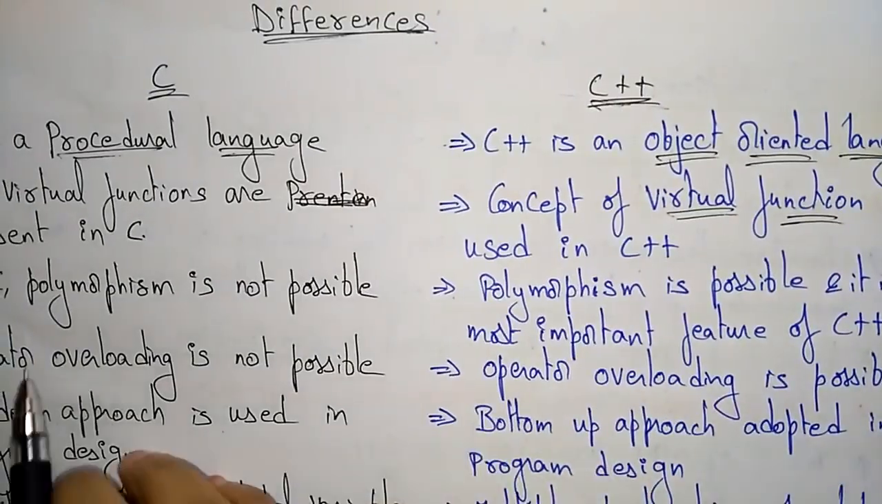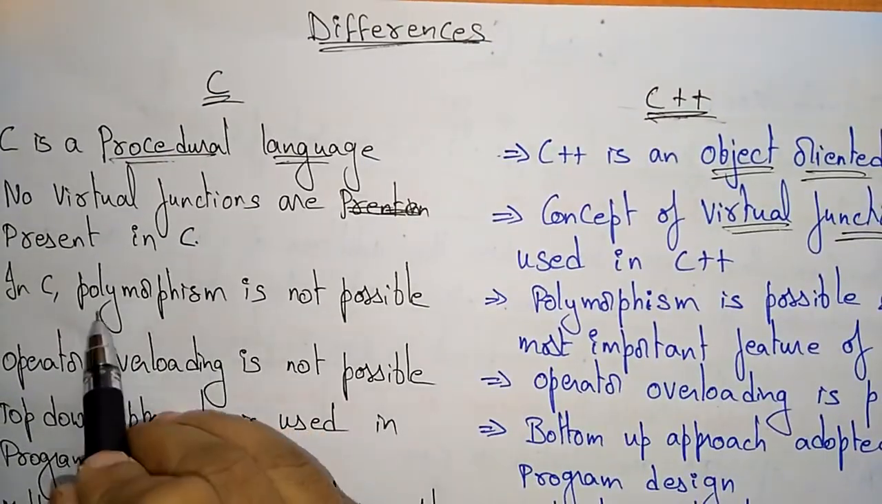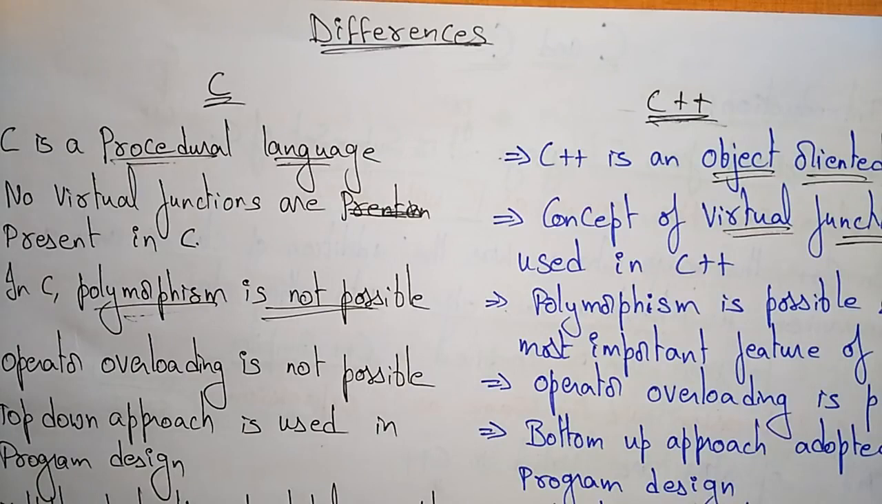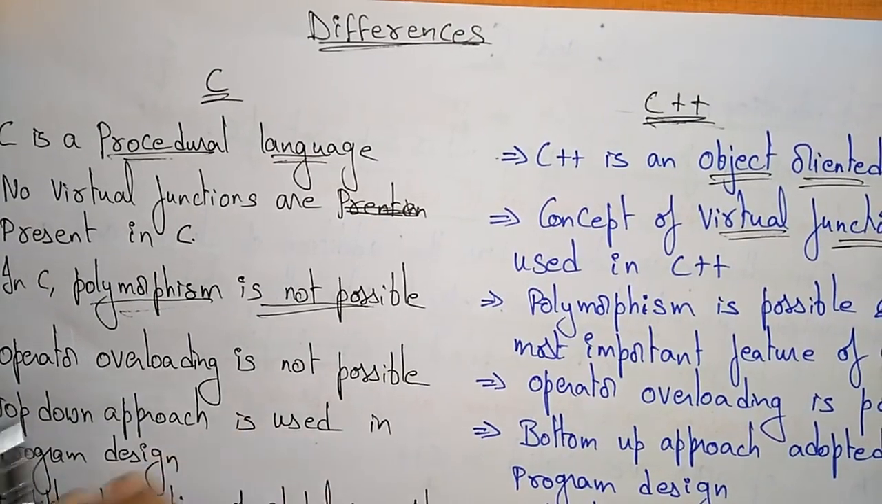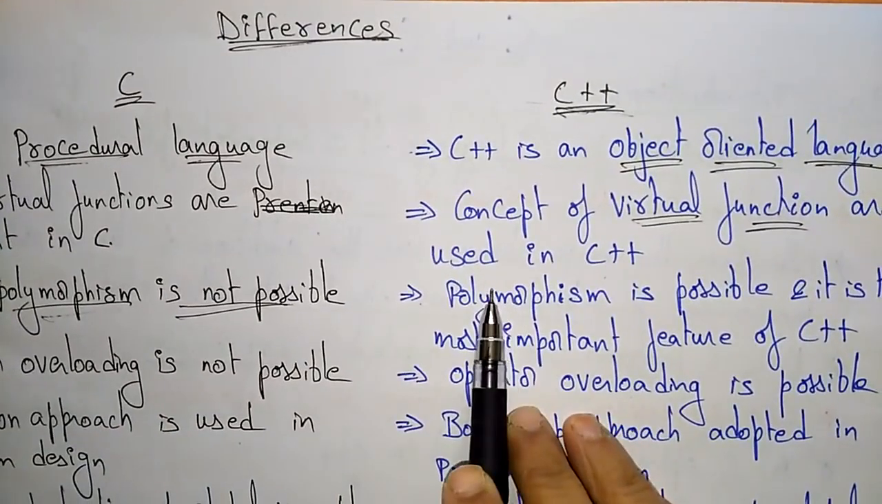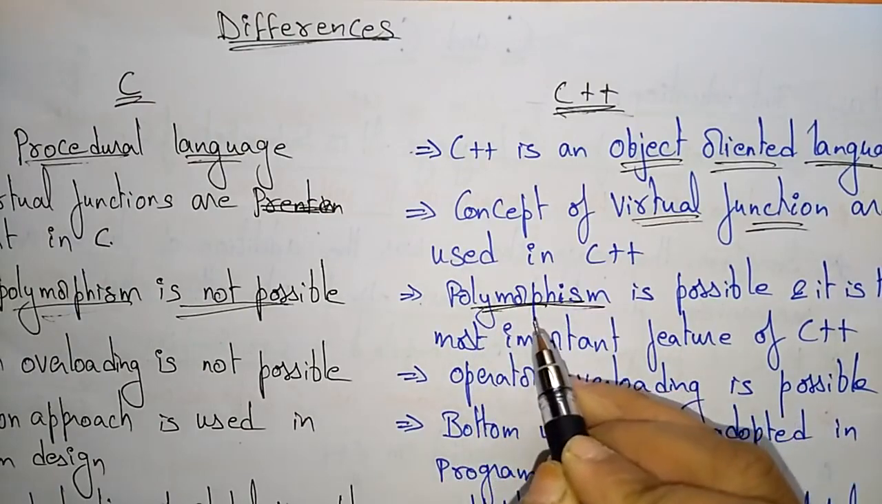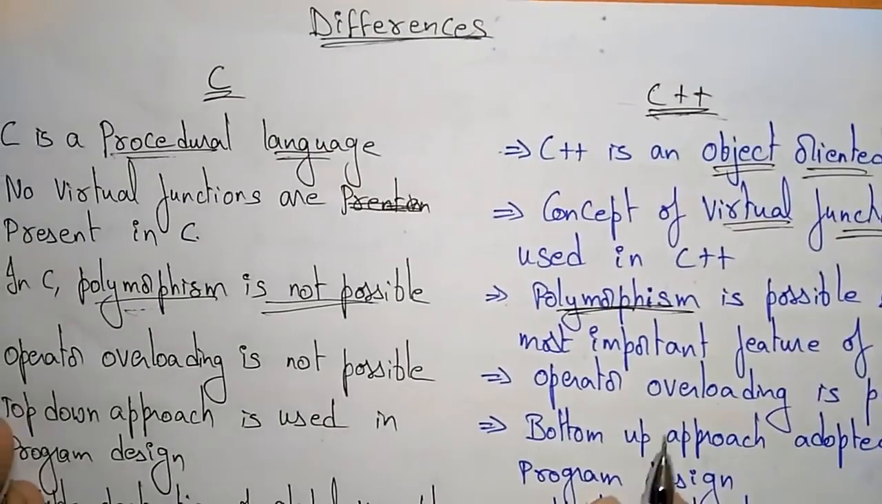Next, in C, polymorphism is not possible. Polymorphism means one name, many forms, and many forms is not possible in C. In C we use only one form, a structured programming language, where the statements should be in sequence. Whereas in C++ polymorphism is possible, and this is one of the important features of C++.